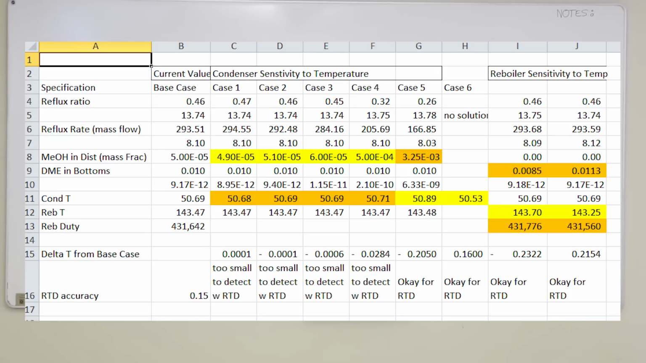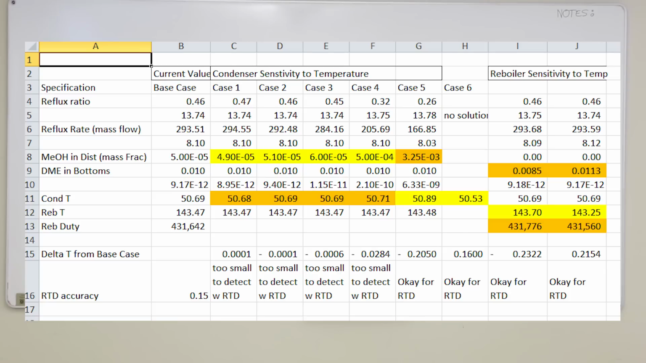And what I did is I just backed off on the methanol composition just to see what would happen to the condenser temperature, and I went down by a very small number, and basically the temperature wasn't varying very much. So it's down sort of in the 4th decimal place of temperatures.